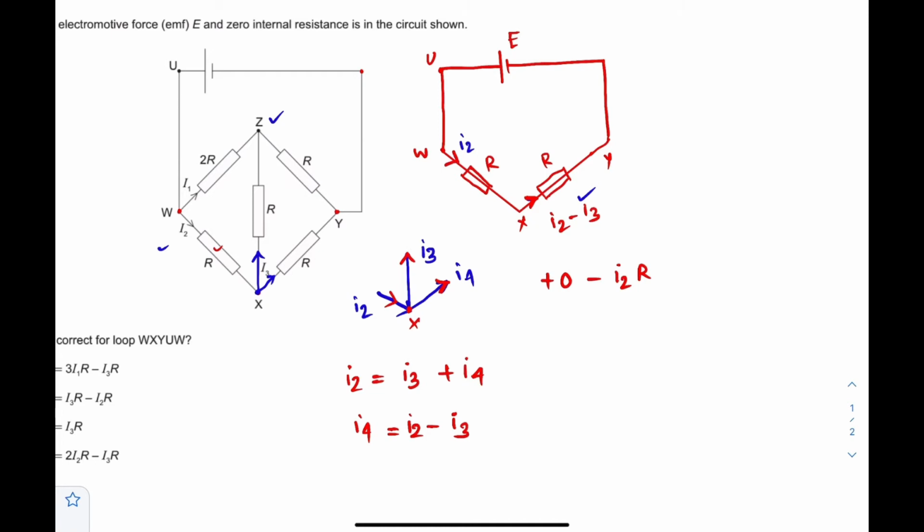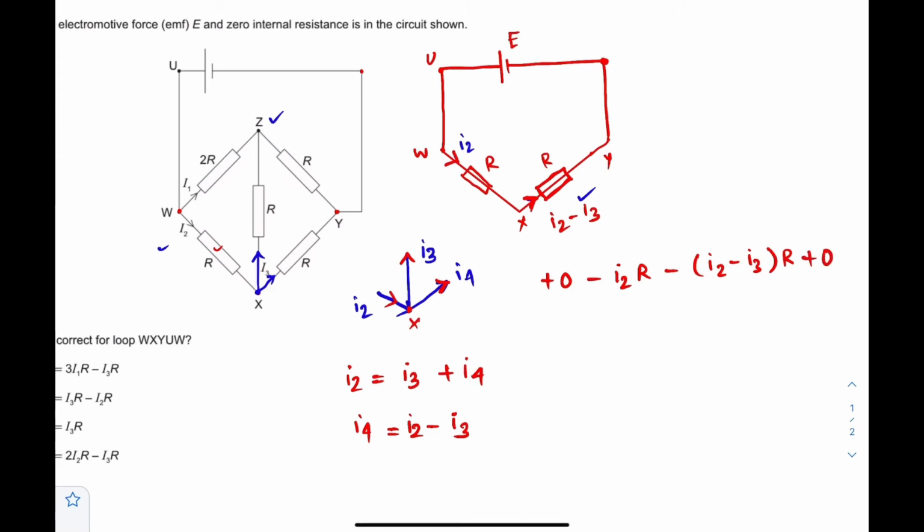Okay, so there is the resistance R, right? From X to Y there is the resistance R. We are going in the direction of the current, that is from X to Y, so there will be a drop in potential, that is minus of current into resistance. What is current? I2 minus I3 into R. Okay, from Y to this point there is nothing, right? So if there is nothing, add 0.